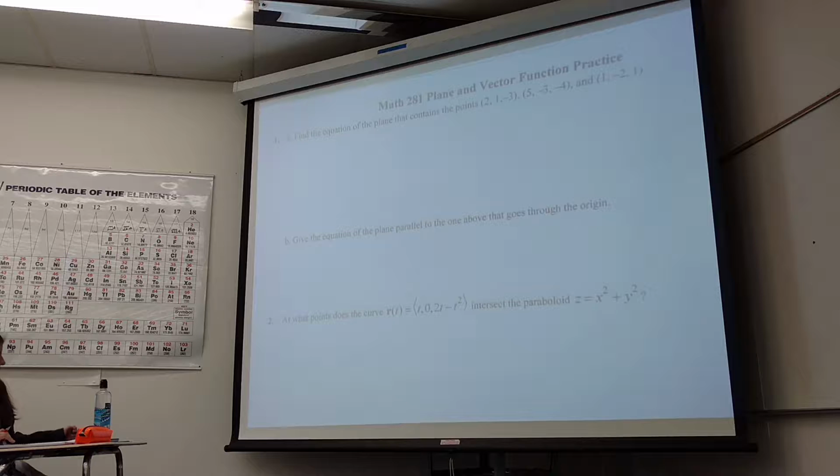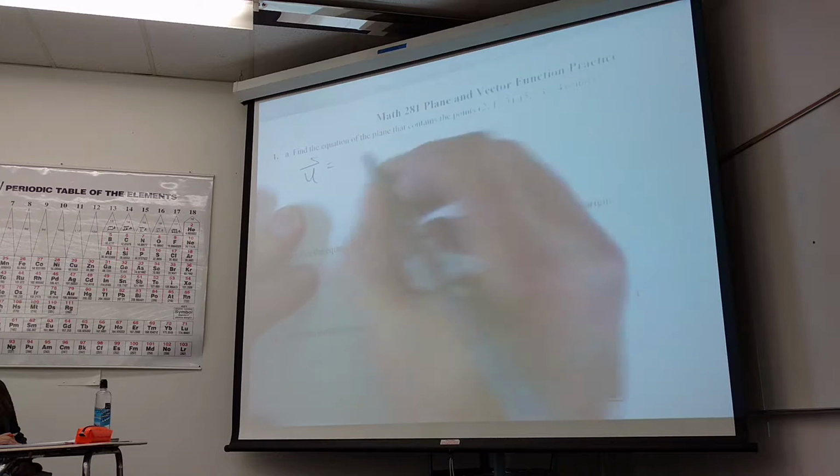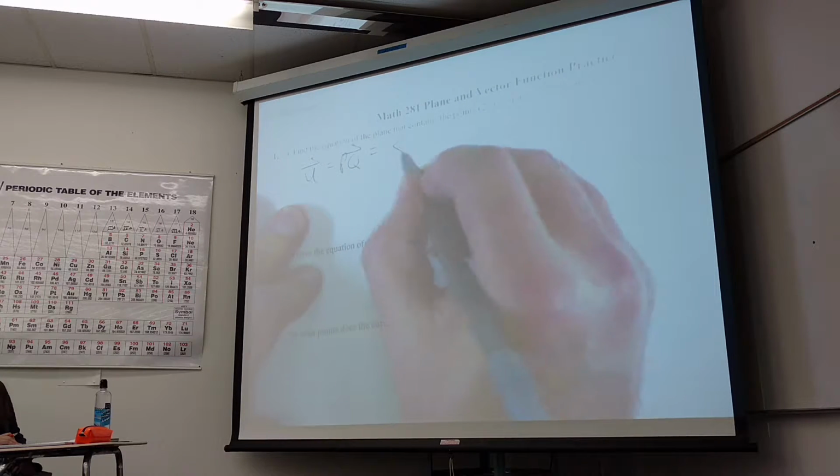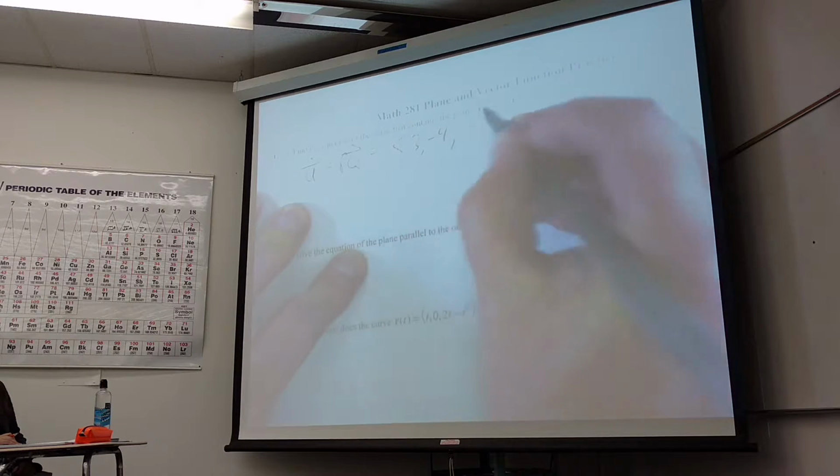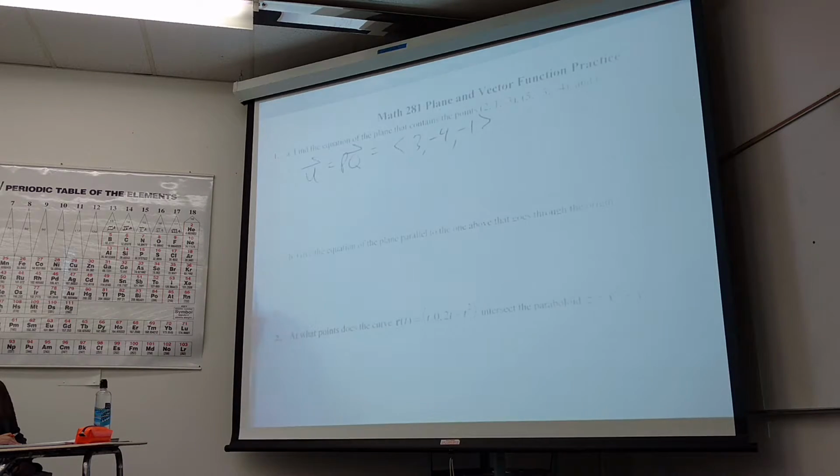All right, guys, let's start doing some of these. 1A, there's a lot of different ways you could go. Somebody tell me one vector you created. PQ: 3, negative 4, negative 1. Cool, I like it. QR.